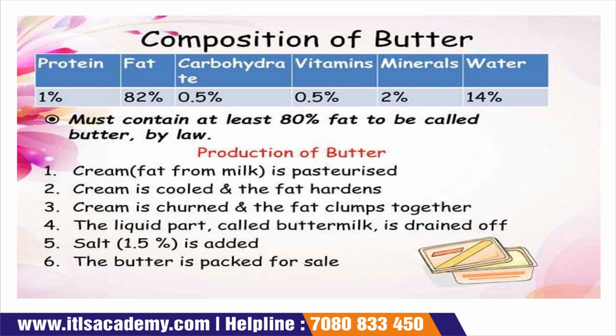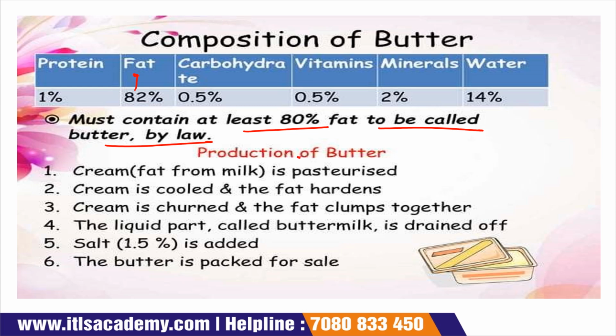Now the composition of butter, it will contain 1% of protein, 82% of fat, 0.5% of carbohydrates, 0.5% of vitamins, 2% of minerals, and 14% of water. It must contain at least 80% fat to be called butter by law. Okay, we consider it butter when it contains around 80% fat.